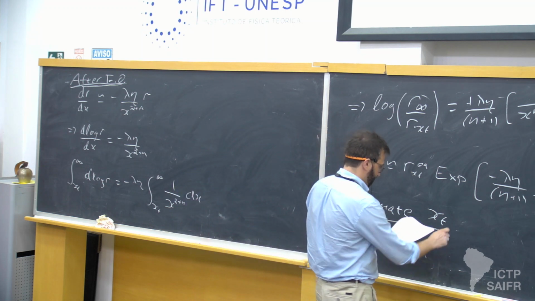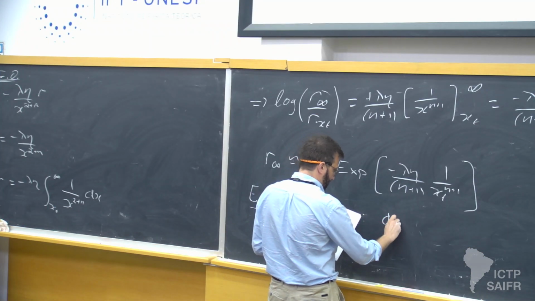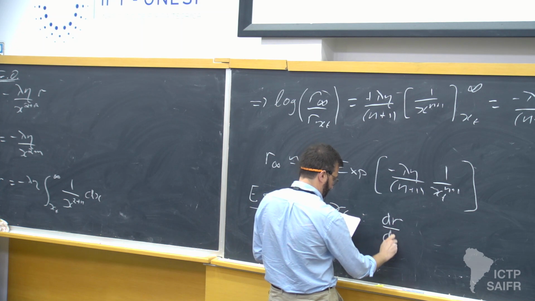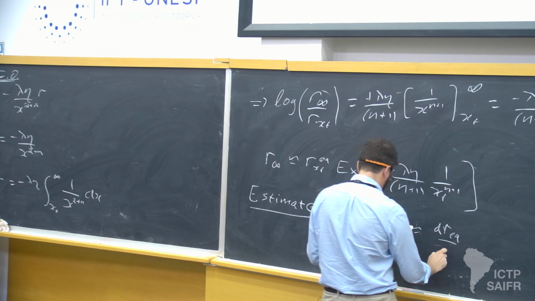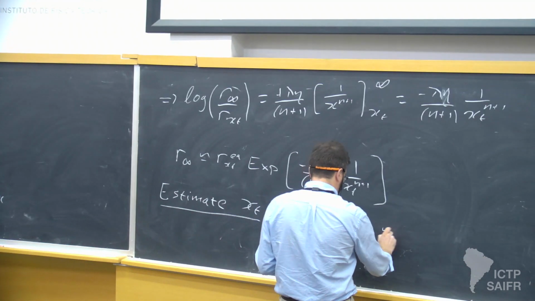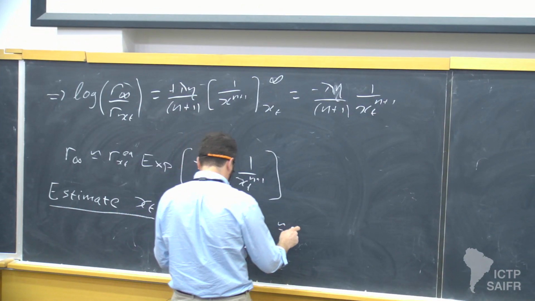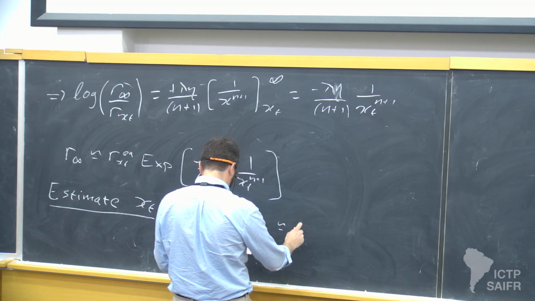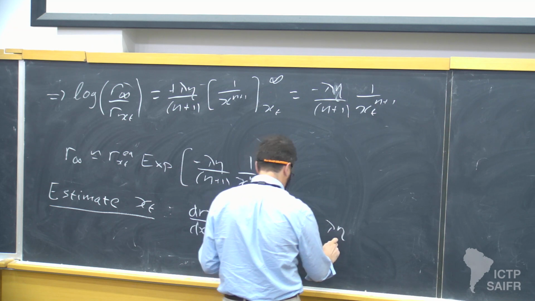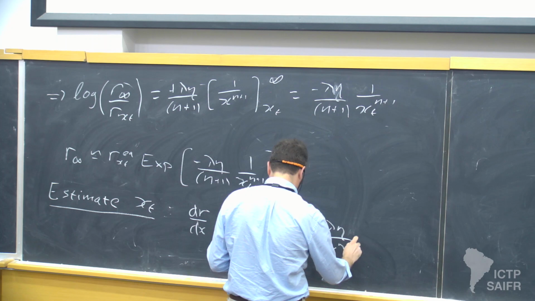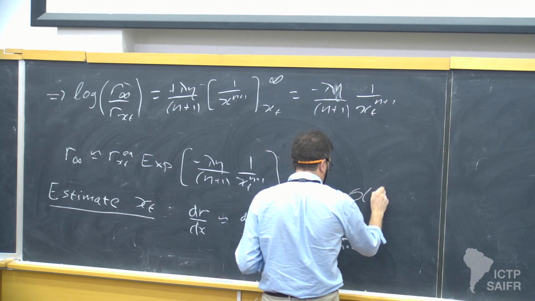To estimate this, we're going to say that before freeze out, up until freeze out, dR dx is going to be approximately dR equilibrium dx, and that this is going to be approximately negative delta lambda eta on x to the n plus 2, times R equilibrium, where again this delta is just going to be some order 1 number.